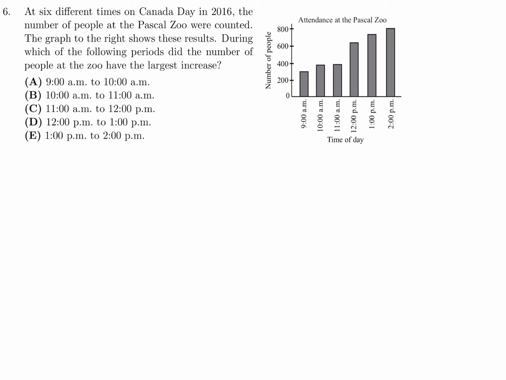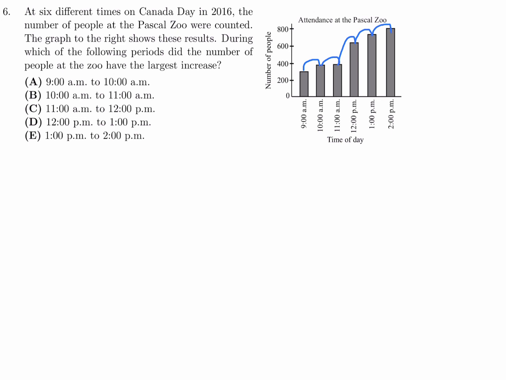At 6 different times on Canada Day in 2016, the number of people at the Pascal Zoo were counted. The graph to the right shows these results. During which of the following periods did the number of people at the zoo have the largest increase? All right. So we have to figure out the increase there, the increase from there to there, from there to there, there to there, and there to there.